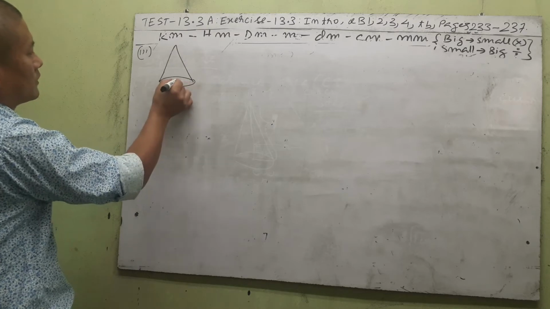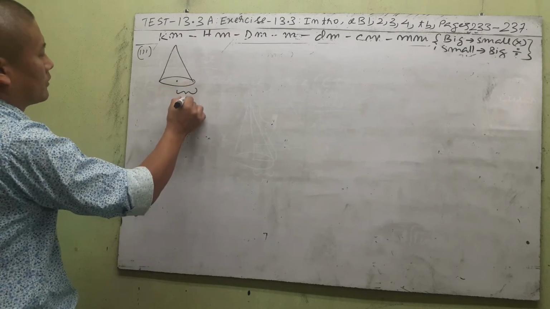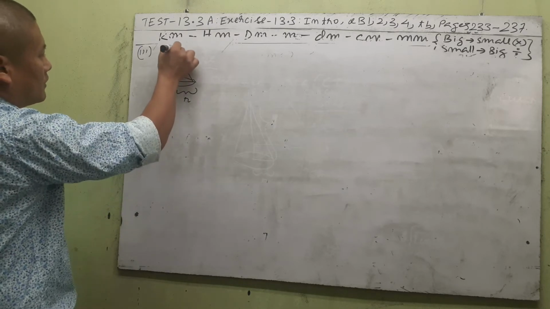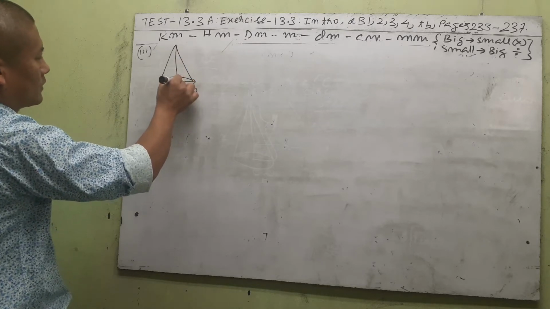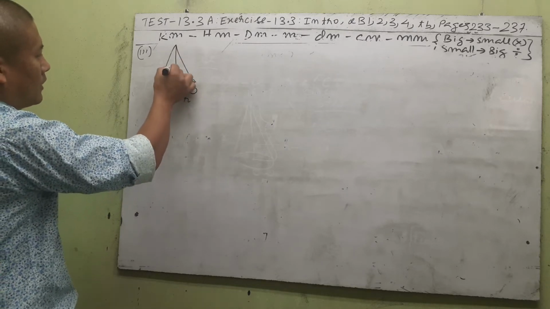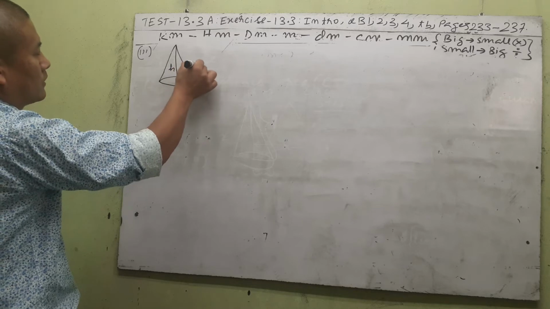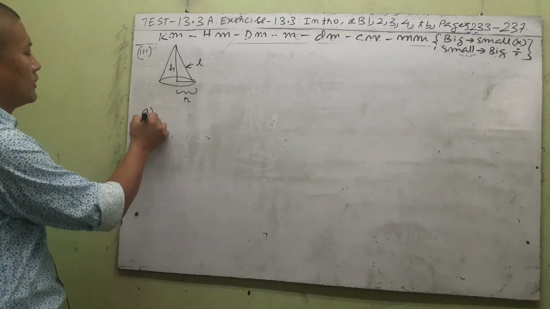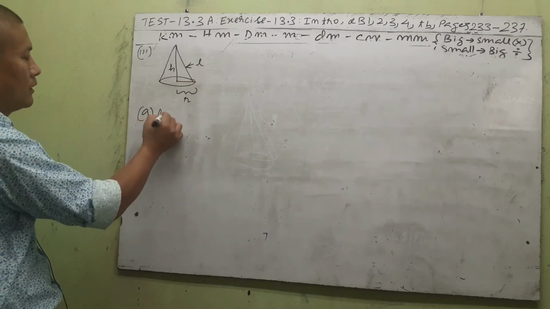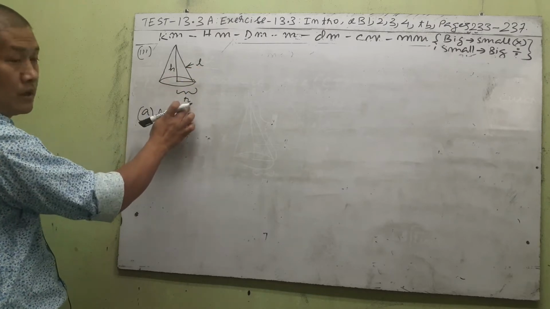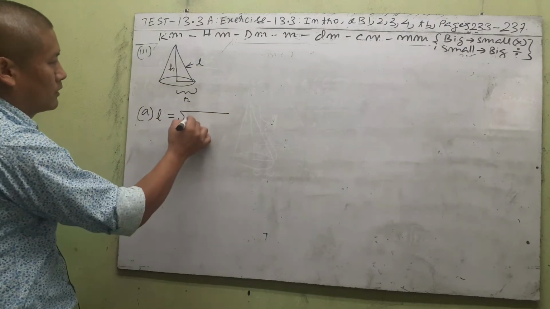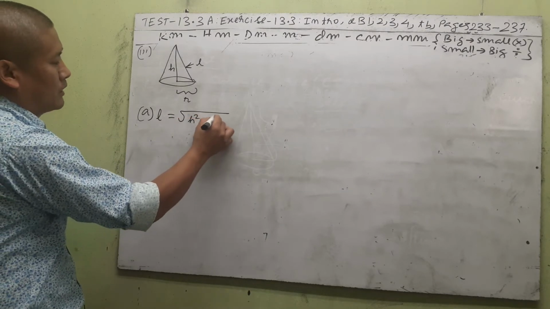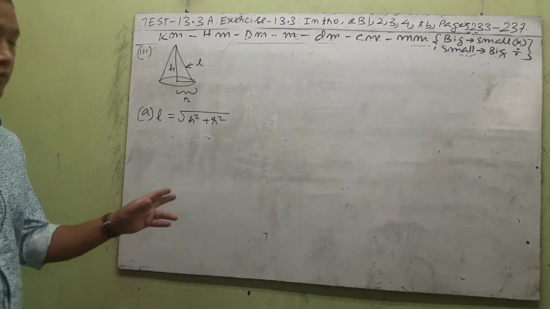We know the distance from here to here is called the radius of the cone, and the distance joining the vertex to the center of the circle is the height, and this is the slant height. So there are formulas that we're going to need. A: to find L, when H and R are given in the question, we'll use root over H squared plus R squared. L equals root over H squared plus R squared.